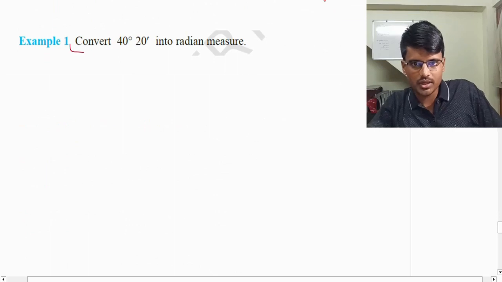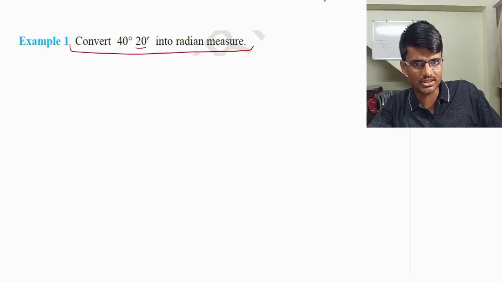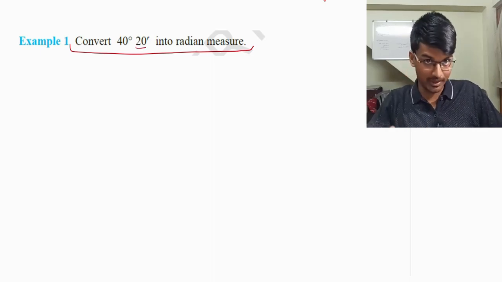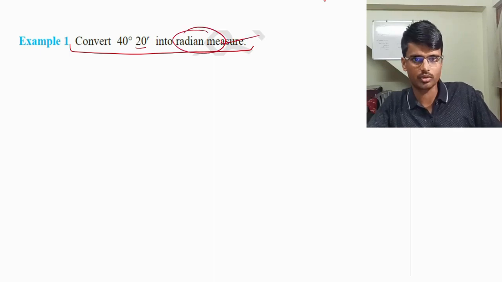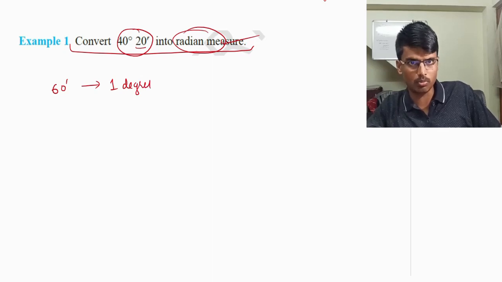So again, interesting question. Convert 40 degrees 20 minutes. This is minutes. Okay. I have not covered this in the chapter, but I will be covering that now. Into radian measure. Okay. So 20 minutes. So first we should convert this in degrees. So there is one more thing. 60 minutes is equal to 1 degree. This is the definition. Okay, just don't bother more about this. 60 minutes is equal to 1 degree. So what is 20 minutes? This is nothing but 20 by 60, which is nothing but 1 by 3 degrees. So 1 by 3 degrees.